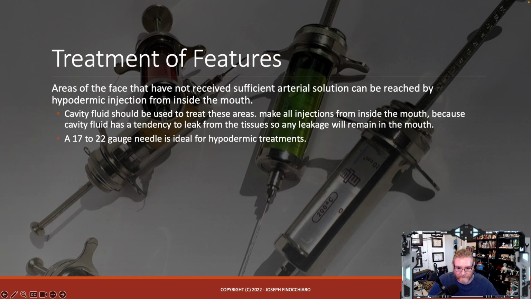A 17 to 22 gauge needle is ideal for hypodermic treatments. Remember the rule. If you are bleaching something or trying to dry it, you use phenol, carbolic acid. If you are trying to preserve it, you use cavity fluid.